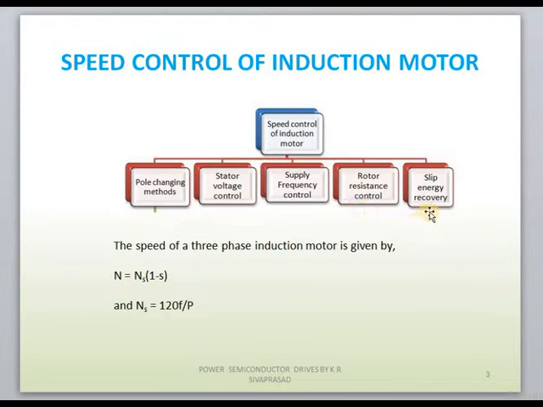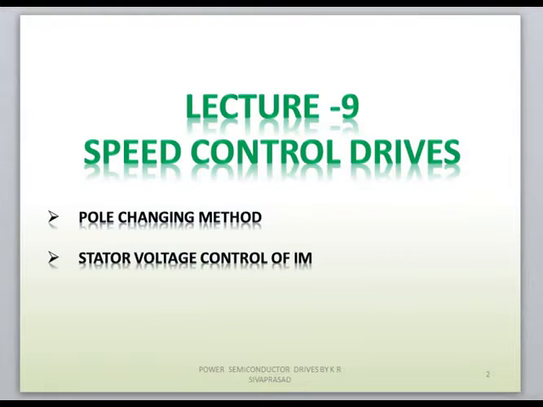And the fifth one is also mainly applicable for SRIM only. Here also, the slip energy recovery. The slip can be changed by using this method also. In the next sessions we will see how the speed control methods are applicable for induction motors. In today's session, we will complete both the pole changing method and the stator voltage control method.